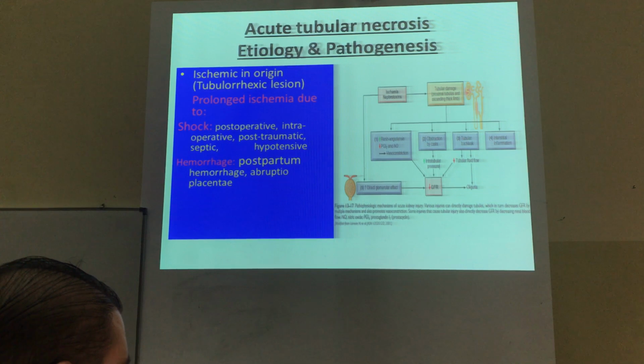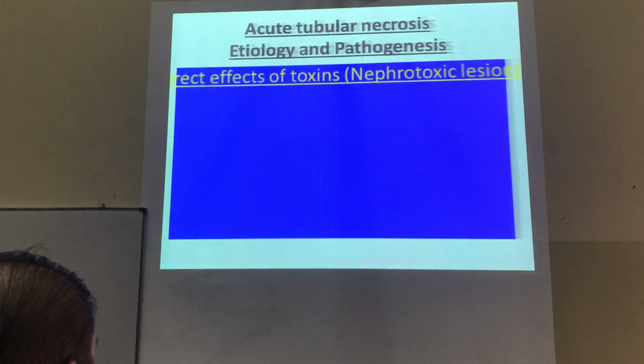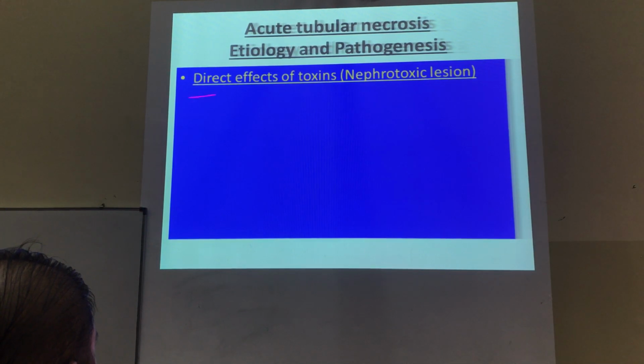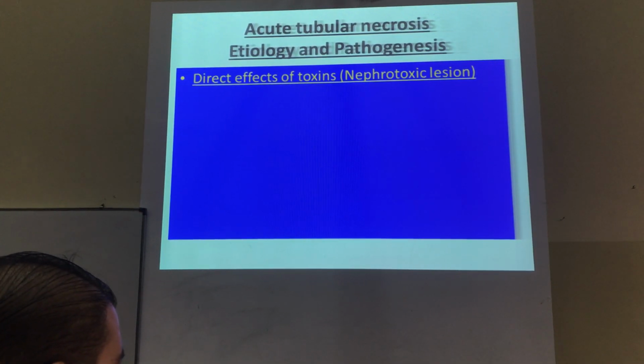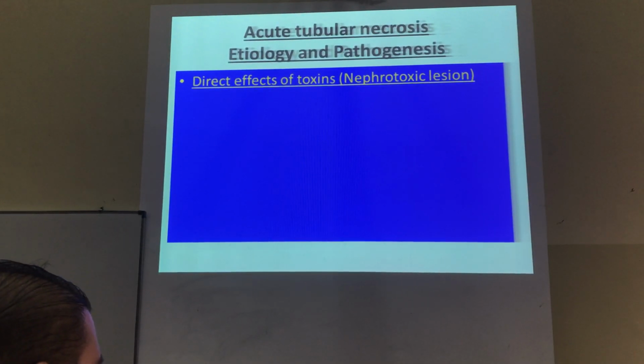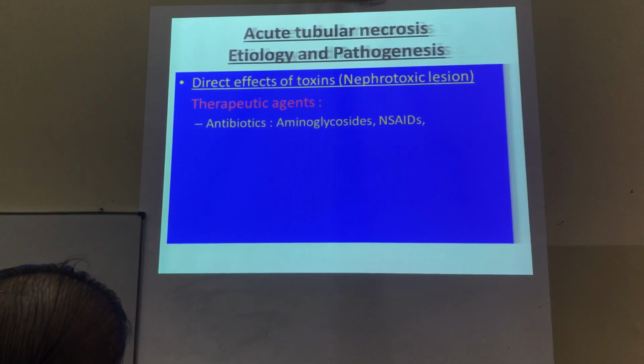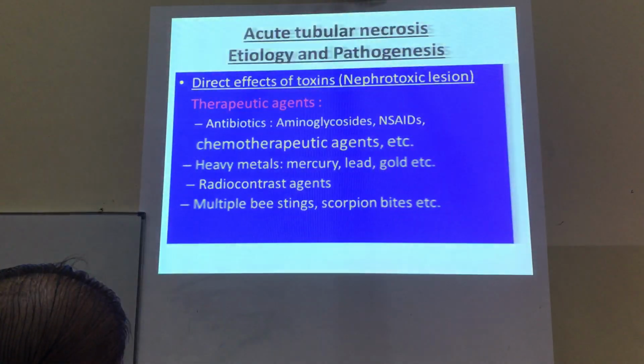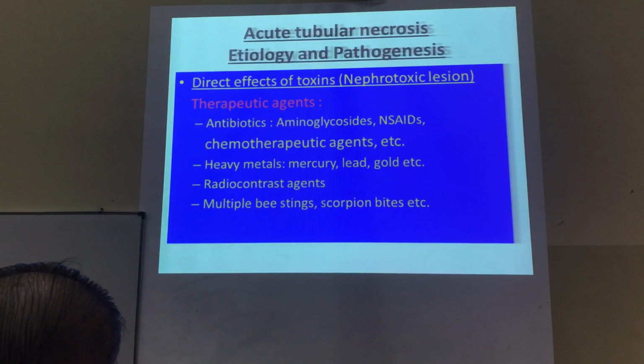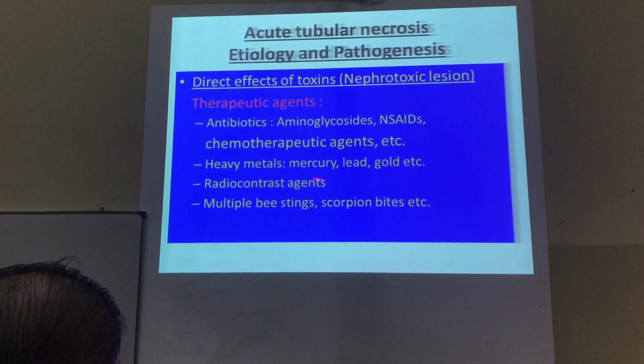But this can be very, very dangerous, and the cause is the same, acute tubular necrosis. Then the second type, or the second mechanism, is direct toxin injury, direct nephrotoxicity. So what could be the causes? It could be, as I told you, antibiotics, chemotherapeutic agents, anti-cancer drugs, or heavy metals, very commonly mercury.